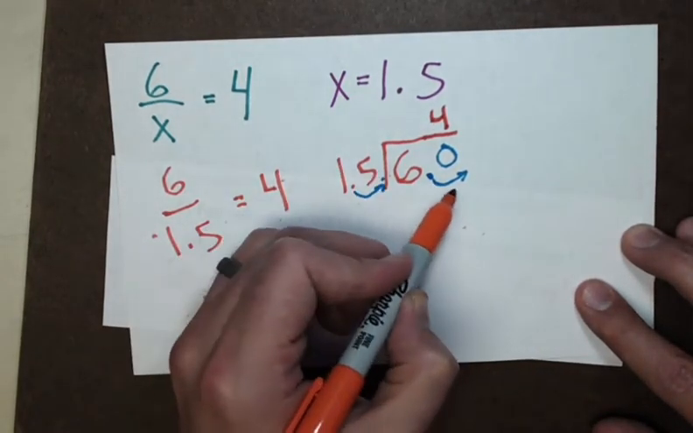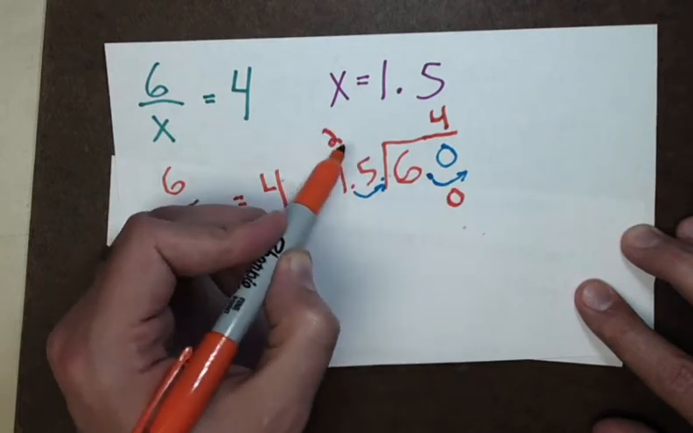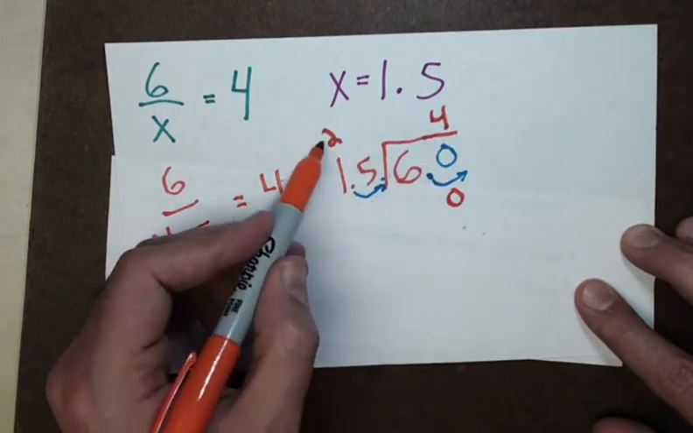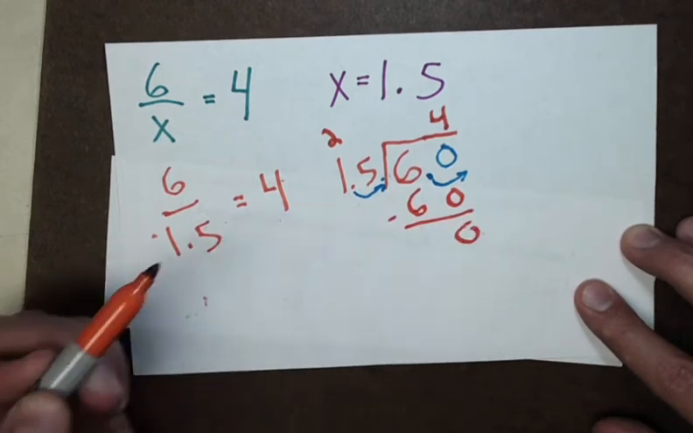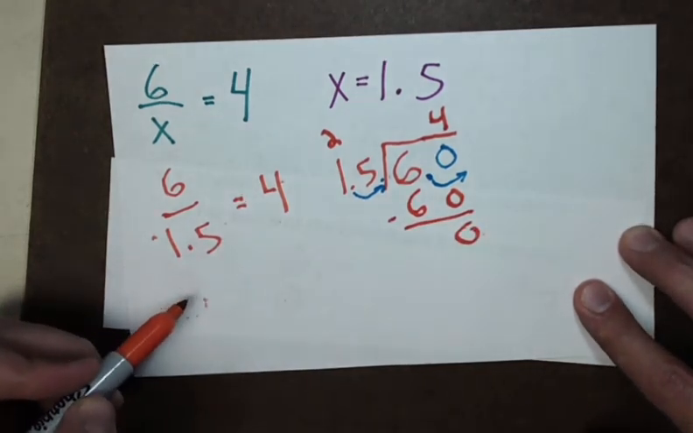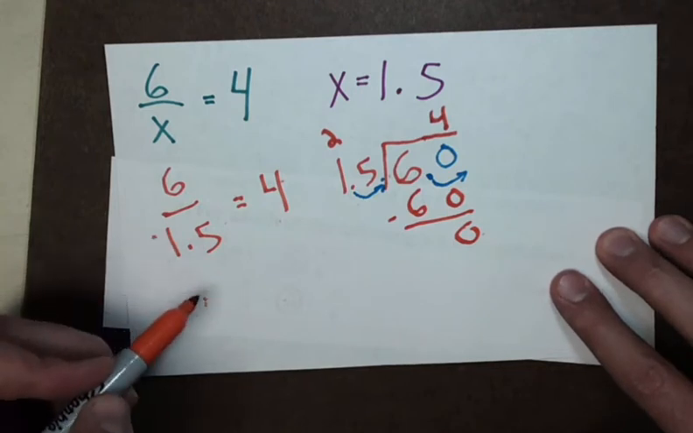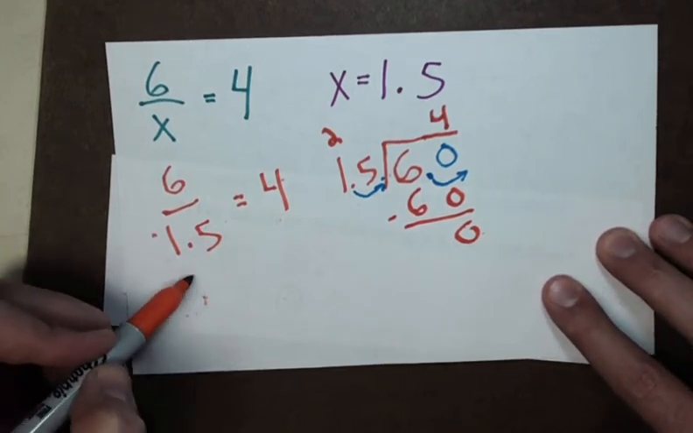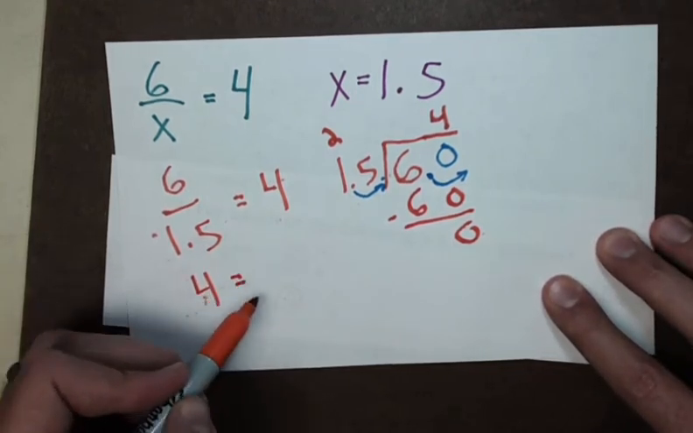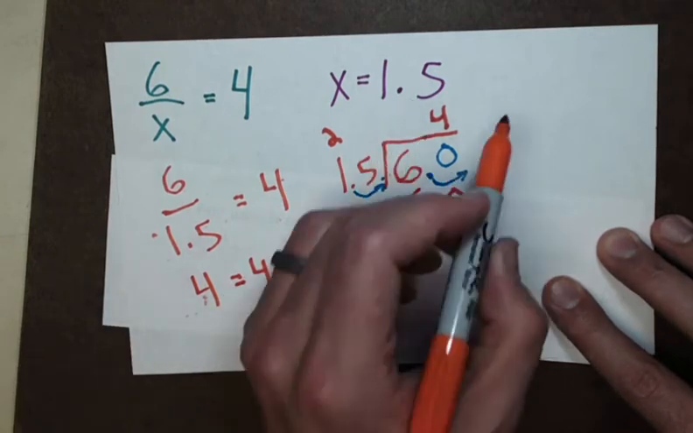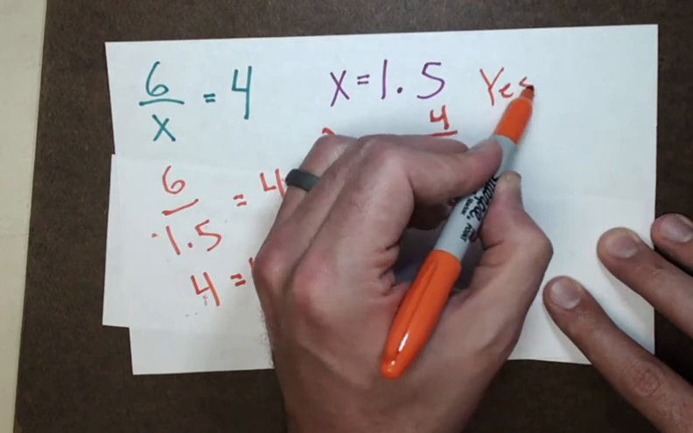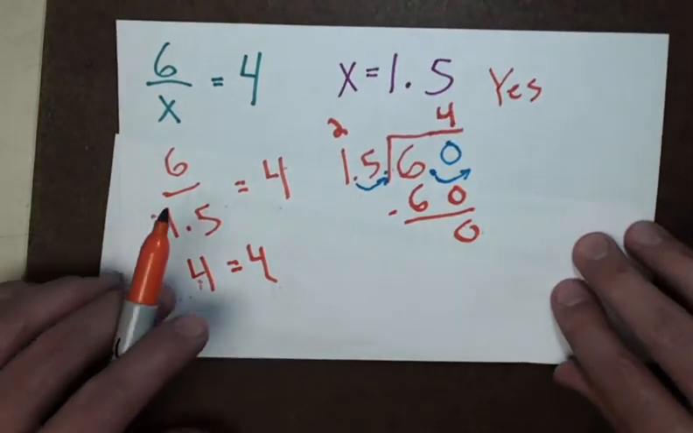4 times 5. 4 times 1 plus 2 is 6. No remainder. So 6 divided by 1.5 is 4. 4 equals 4. So x equals 1.5 is the solution to this equation. Yes, yes, yes.